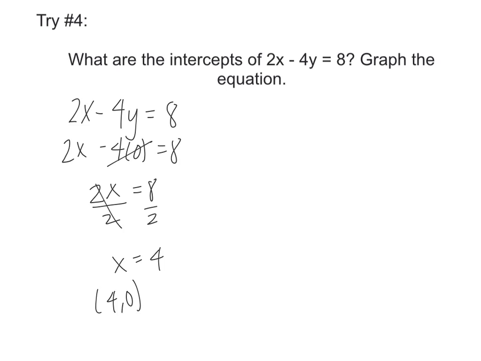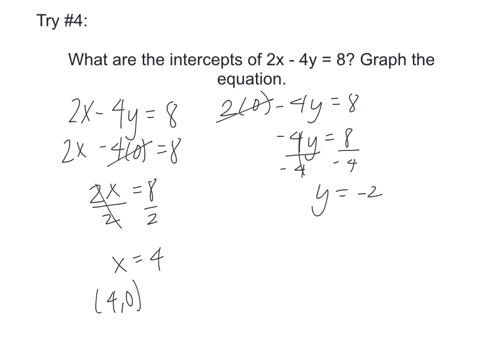If I do that again, I would have 2 times 0 minus 4y equal to 8. Anything times 0 goes away, so I have negative 4y equal to 8. If I divide by negative 4, y equals negative 2. So my y-intercept is 0, negative 2. So when I go to graph, I need to go out at least to 4 on the x-axis.